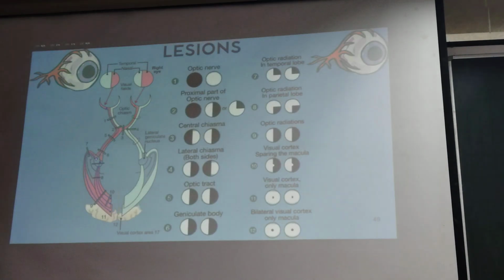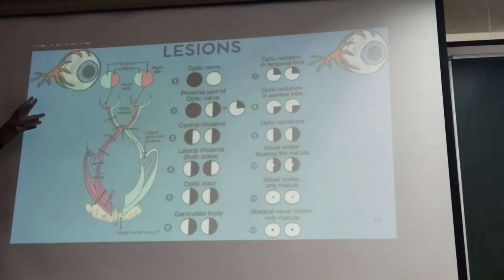Good morning, myself Mohammad Faisal. I will be talking about the lesions in the optic tract. So first lesion is in the optic nerve, this one. So it will cause a monocular blindness. One eye will be completely blind and the other eye will have normal vision.